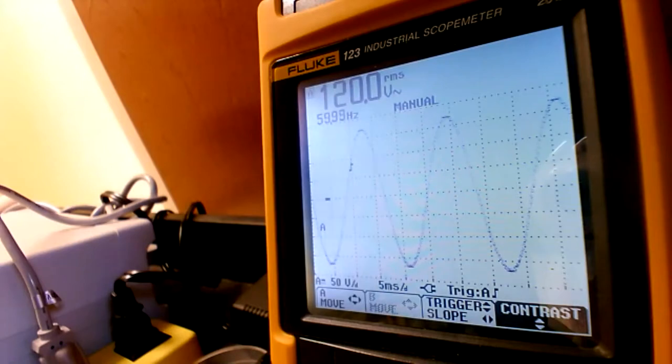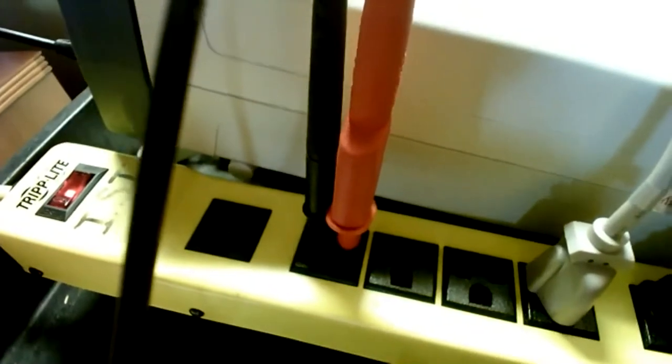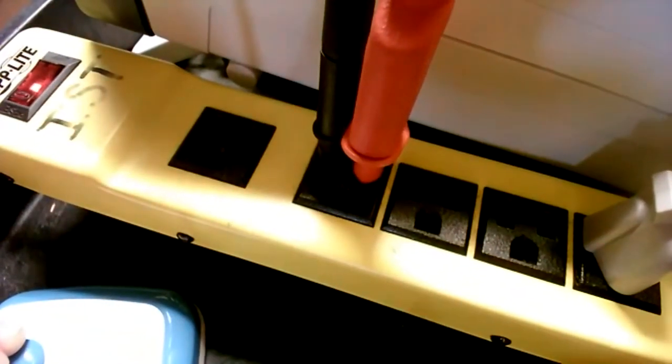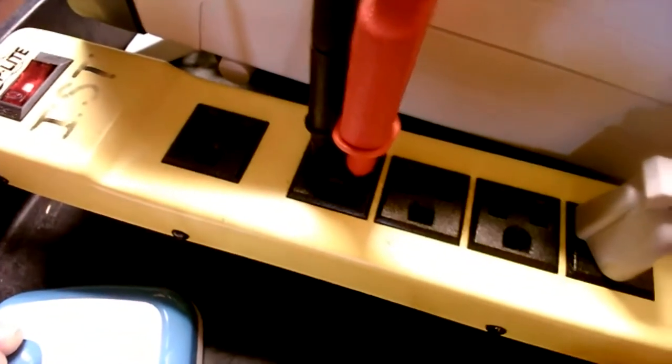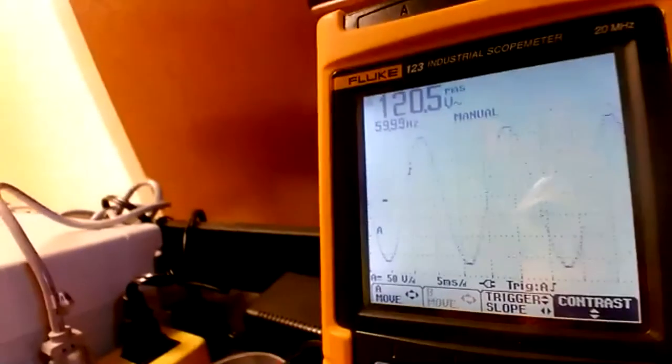So what you're seeing right now is actually what's coming in. If you see over here where I'm probing it in a power strip, right there in my office, those are the two test leads going right into a hot and a neutral receptacle. Y'all see that? Yeah. And that's what I'm reading right now in my office, and that's what you see on that screen there.